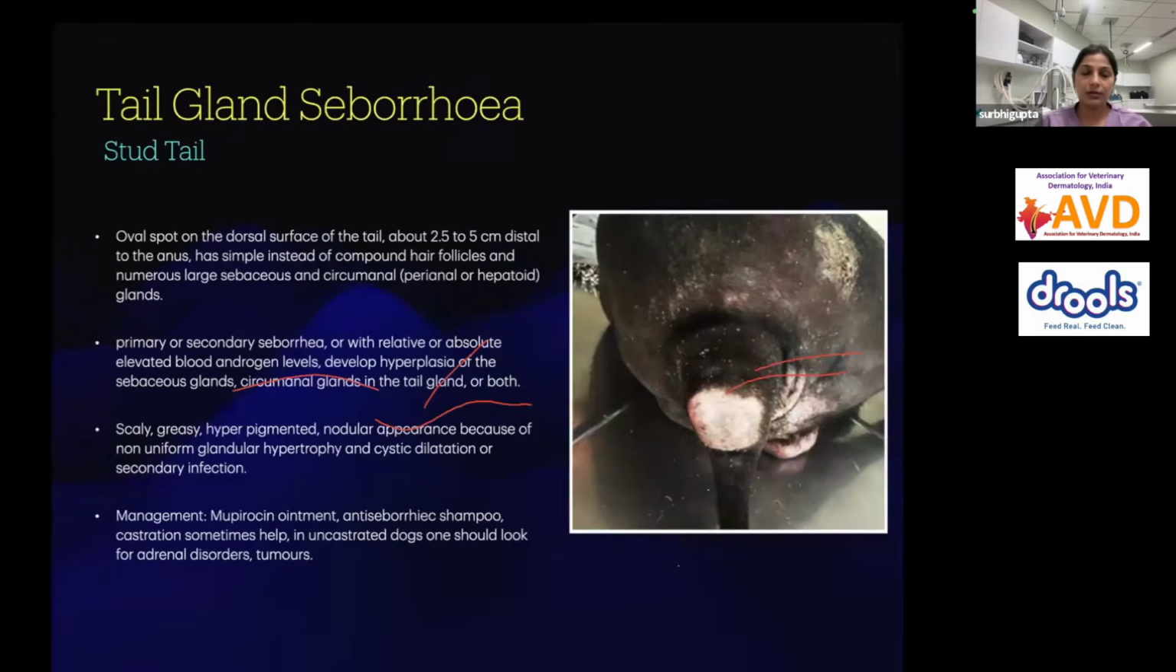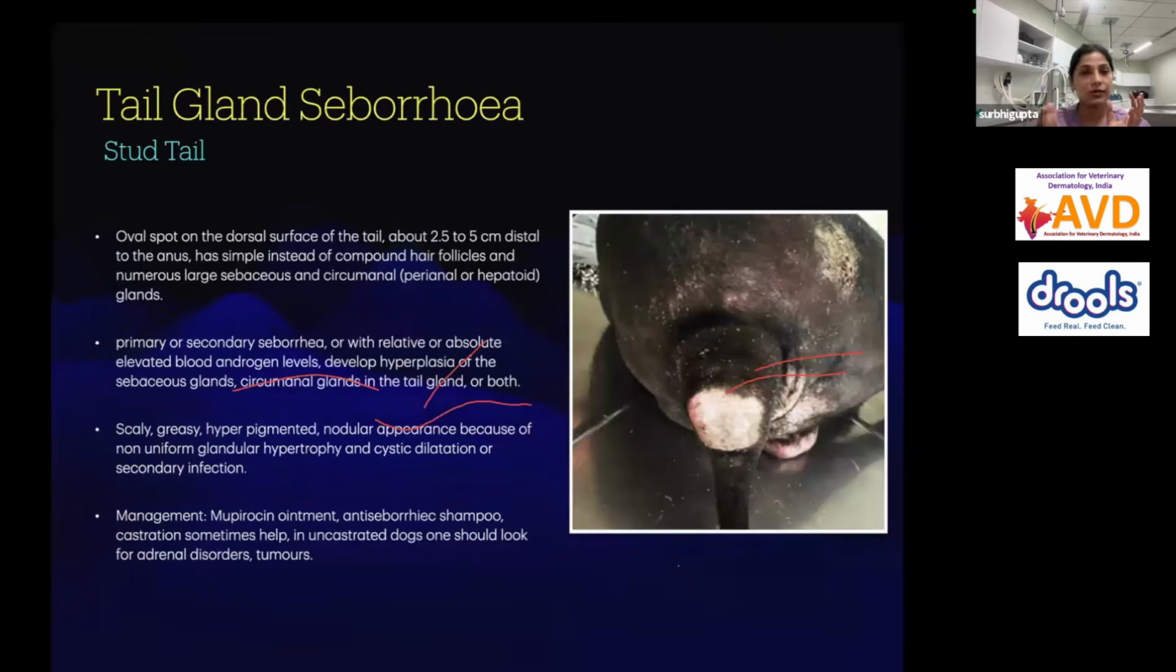Another condition is tail gland seborrhea. I think most of us have seen this in our daily practice, and it is known as stud tail. This is an oval spot which forms on the dorsal part of the tail, and that area is full of glands like sebaceous glands and hepatoid glands. These glands are under the control of androgens. Whenever the androgens are released more, these glands become active and release more secretions and sebum, which get deposited there, and ultimately keratinization happens.